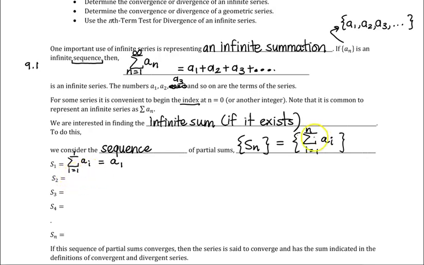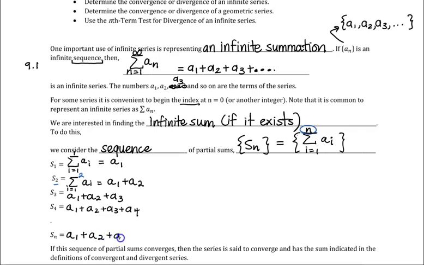But when n is equal to 2, the index on the top of the summation changes to 2. So this is now a sum from i equals 1 to 2 of the a sub i's, which means add up the first term and add up the second term. S3 would mean add up the first, second, and third term. And then the nth term of this sequence would be when I add up the first n terms of this series.